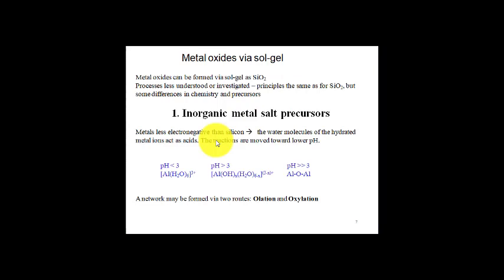Here is an example of synthesis of metal oxides via the sol-gel method. Metal oxides can be formed via sol-gel methods, such as silicon oxide. Processes less understood are being investigated. The principles are the same as for silicon oxide, but there are some differences in chemistry and precursors.